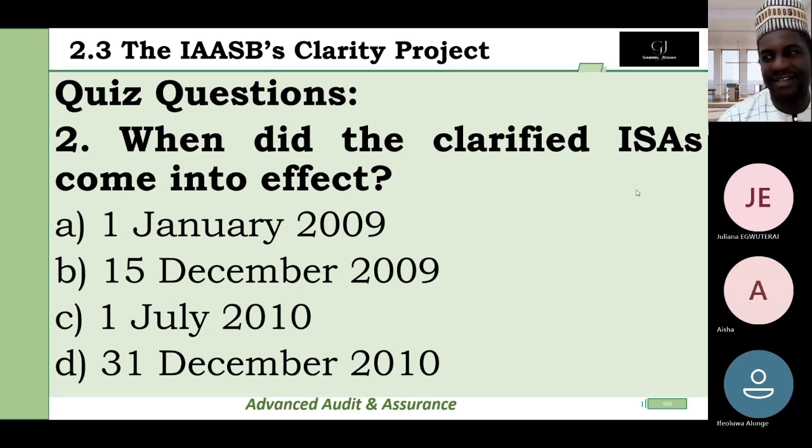Anyway, ICAN will not ask you this one. So final answer, J is going for B. I is going for D. A is going for B. Are you changing your mind or you want to stick to your D? I'm staying there, sir. Okay, that's good.